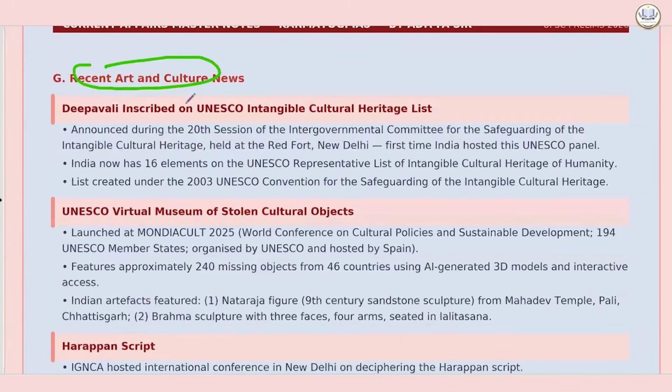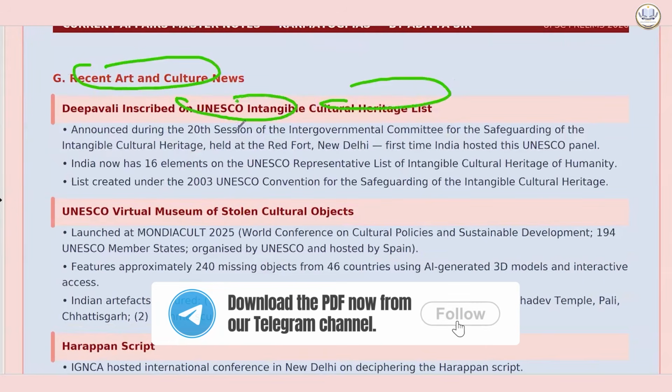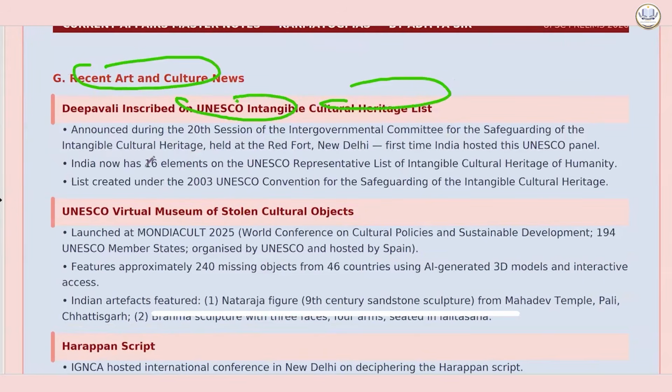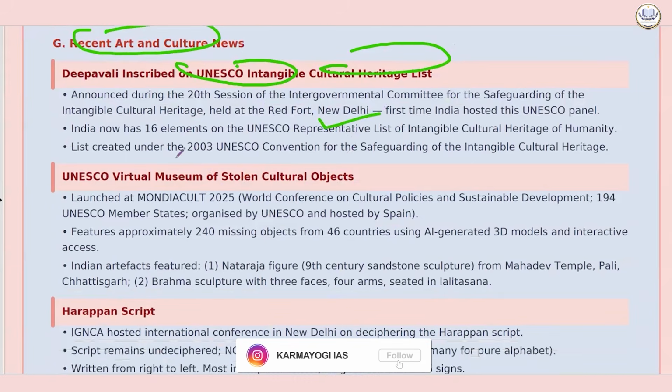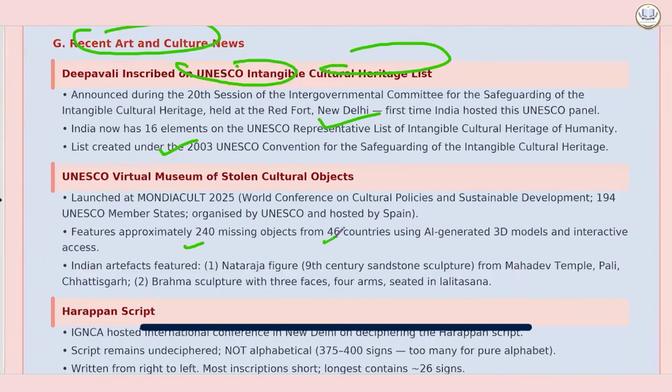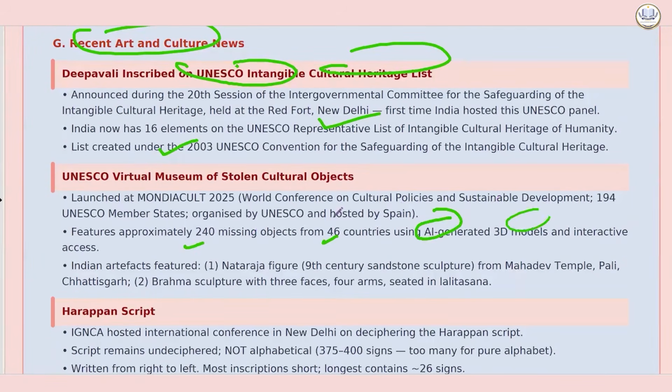Some news: Deepavali is inscribed on the UNESCO Intangible Cultural Heritage list. India now has 16 elements on the UNESCO Representative List of Intangible Cultural Heritage. Then the UNESCO Virtual Museum of Stolen Cultural Objects: approximately 240 missing objects from 46 countries, using AI-generated 3D models and interactive access. Indian artifacts featured were a Nataraja figure, a 9th century sandstone sculpture from Mahadev temple, Pali, Chhattisgarh, and a Brahma sculpture with 3 faces, 4 arms, seated in Lalitasana.